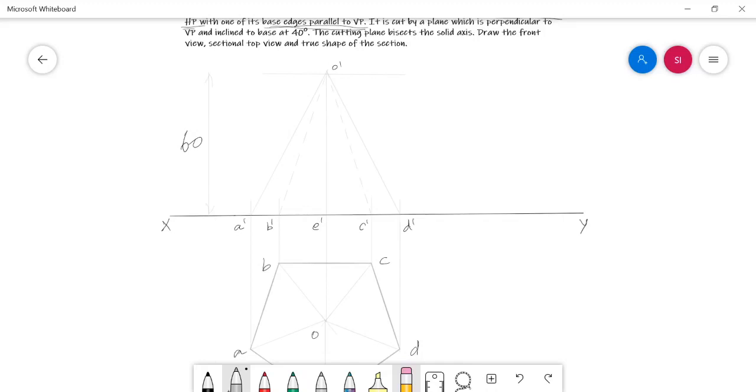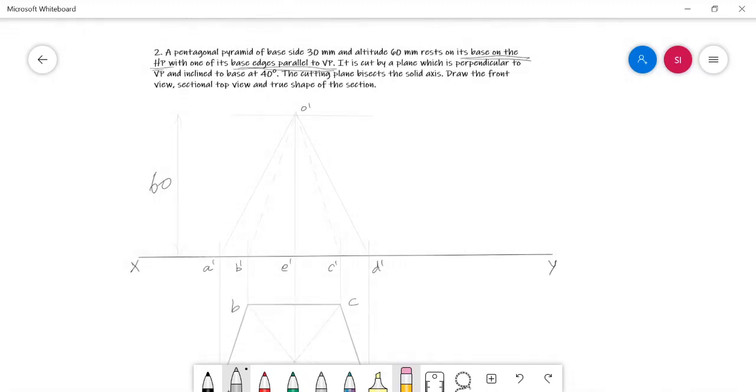Now I need to cut the solid with the given cutting plane. The cutting plane given is perpendicular to VP and inclined to base at 40 degrees. In this problem, the cutting plane inclination is given not with respect to the HP, it's given with respect to the base of the solid. Both are the same because the HP and base are parallel to each other, and also in this problem the base is resting on the HP.